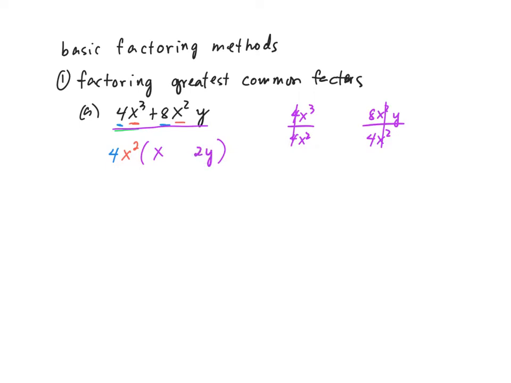Now, since we are dividing a positive number by a positive number, the answer is positive, so we will place a positive sign between these 2 terms. And that's it. It means that the factored form of 4x cubed plus 8x squared y is equal to 4x squared times x plus 2y.